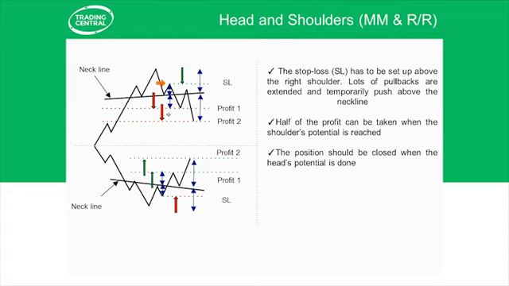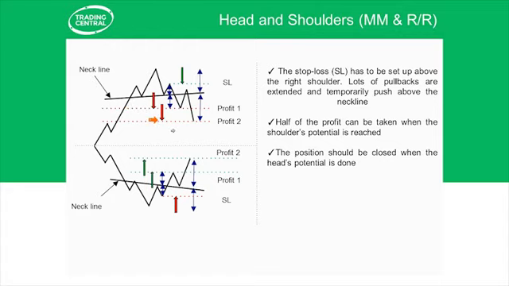And what would be the target? The first target could be the right shoulder's potential. So you can see the height of the right shoulder can be reported from the validation of the trend line, and you can find your first target on which you can take half profit. So this is the first dotted red line.